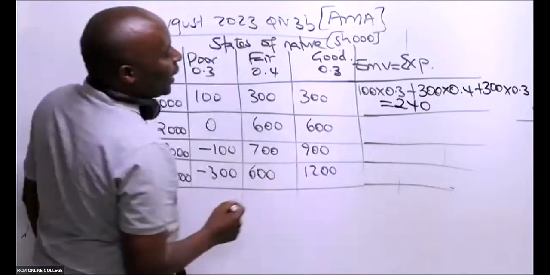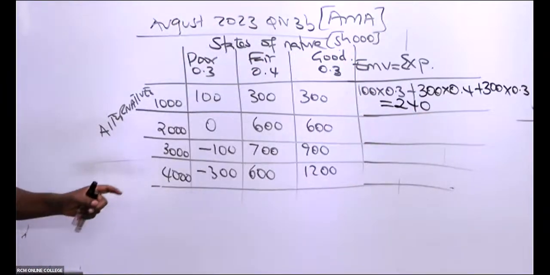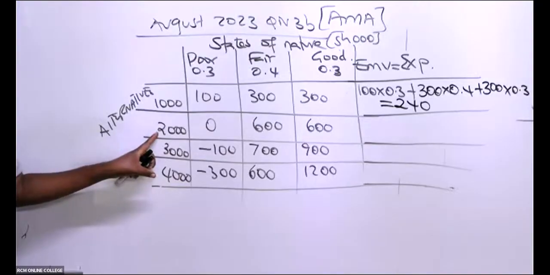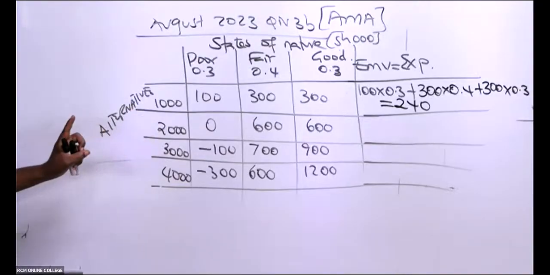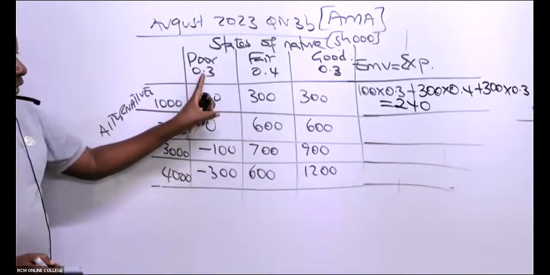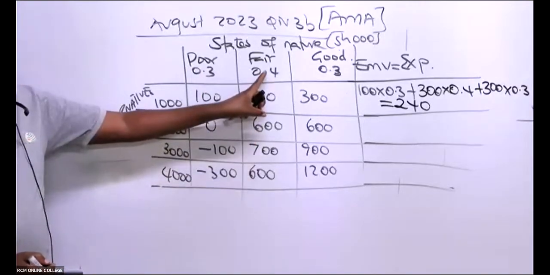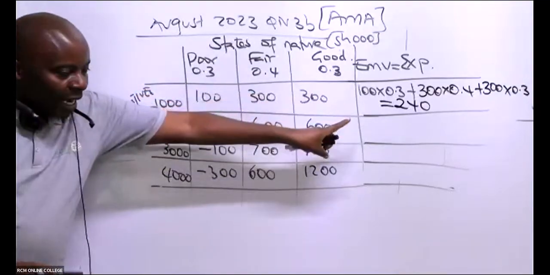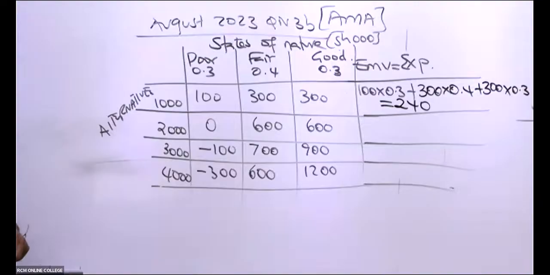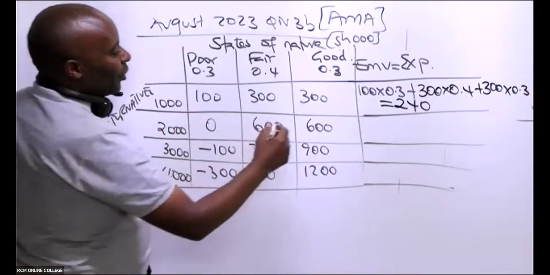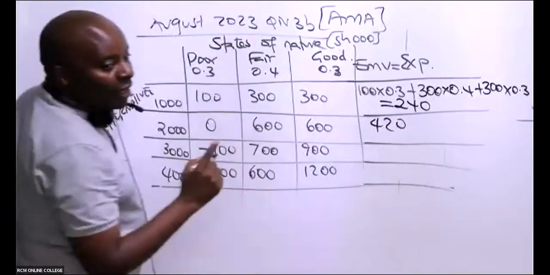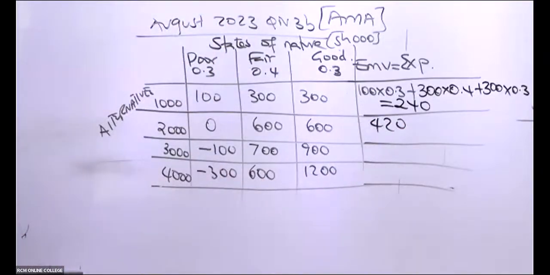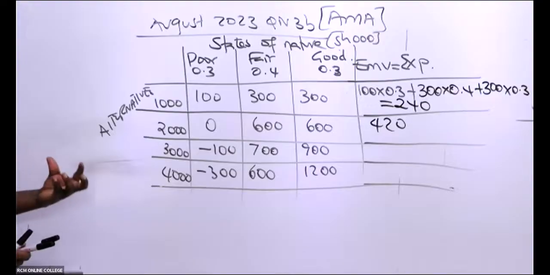So then now, are you able to give me the expected monetary value should I sell 2,000, without writing anything? It will be 0 times 0.3 plus 600 times 0.4 plus 600 times 0.3. Give me an answer, somebody there. 420. So I'm being given a figure of 420. I hope everybody is able to follow. Thank you so much, Jebet. The online students, I would really want to hear from you.